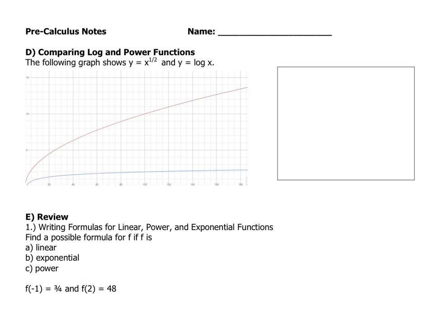Looking now at comparing log functions to power functions. It's already graphed for you. You have a power function and you have a log function. Specifically, you have the basic log function y equals log of x, that's the blue, and then we have the power function y equals x to the 1/2 in red. So what we can see here is that our power function is going to grow more rapidly than the log function.